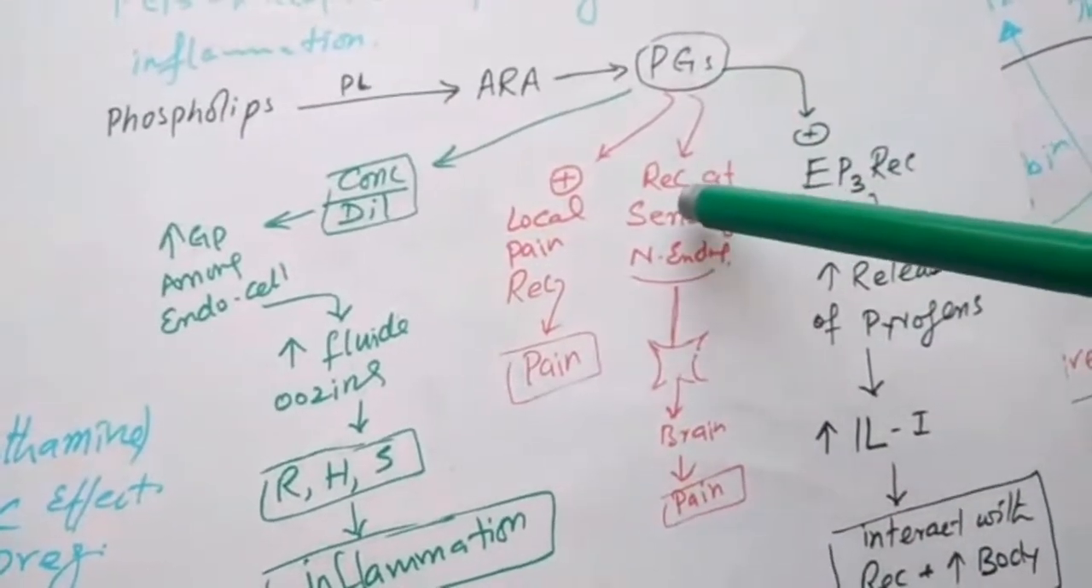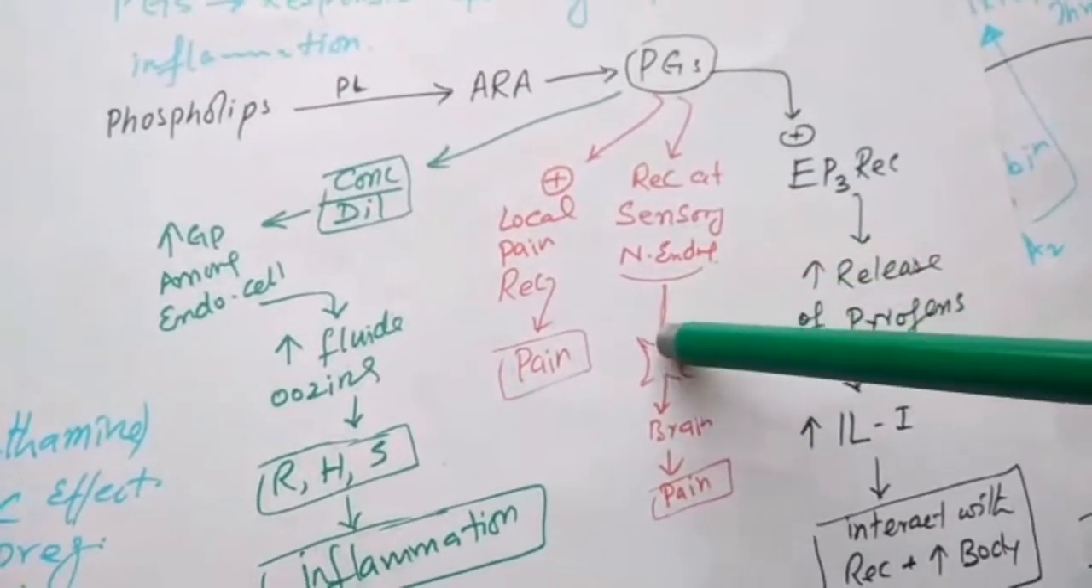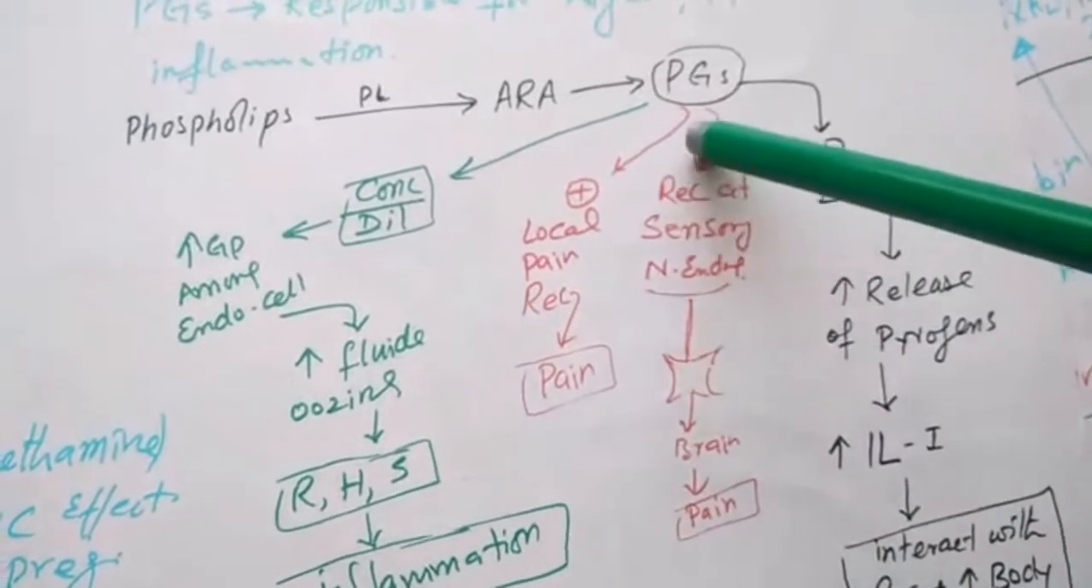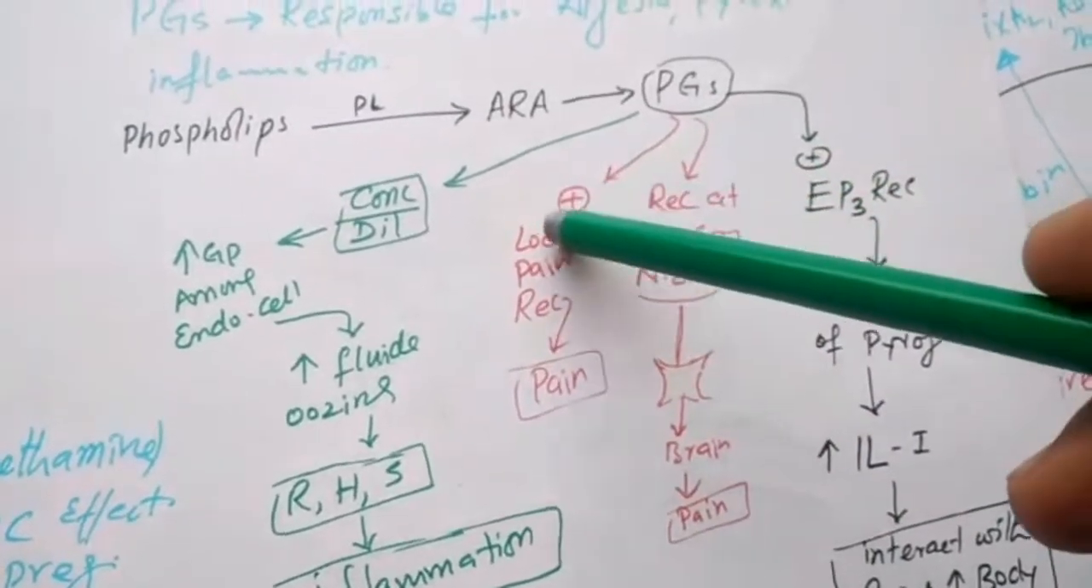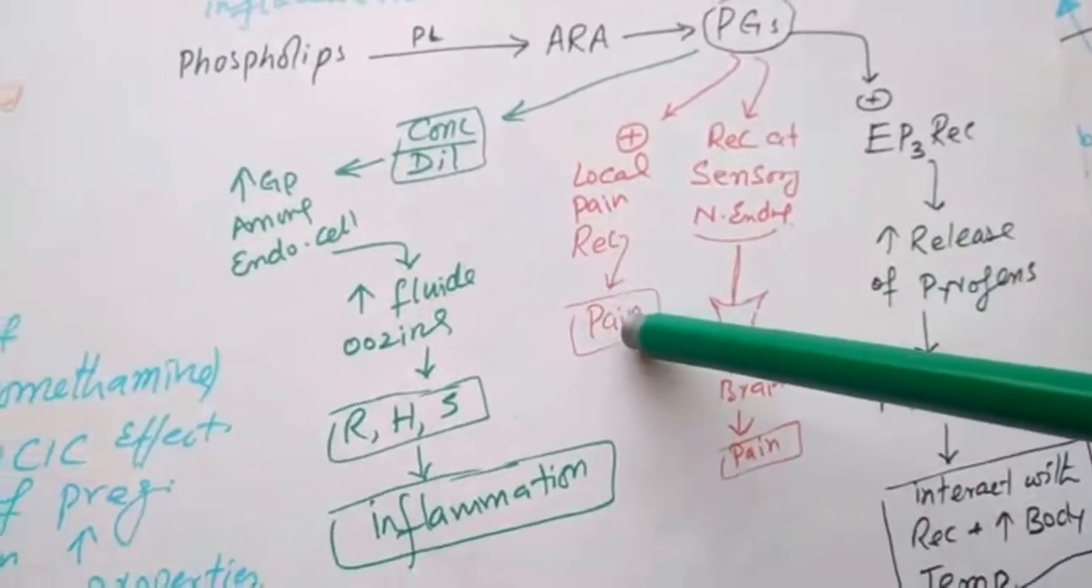Prostaglandin acts with the receptor at the sensory ending, and this sensory ending is stimulated and sends a message to the brain, producing pain. The second mechanism is that it stimulates the local pain receptors, and these local pain receptors are responsible for pain.